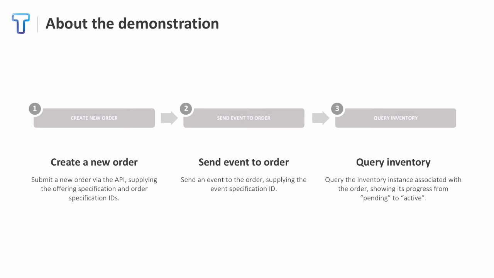In this demonstration, we're going to use Telflow's API Simulator to submit a new order, to send an event to the order, which will allow the order to progress through its automated process, and to query the status of the order's inventory. We're also going to use the Telflow portal user interface to view the status of the order and to look at the progress of the order as it moves through its lifecycle.